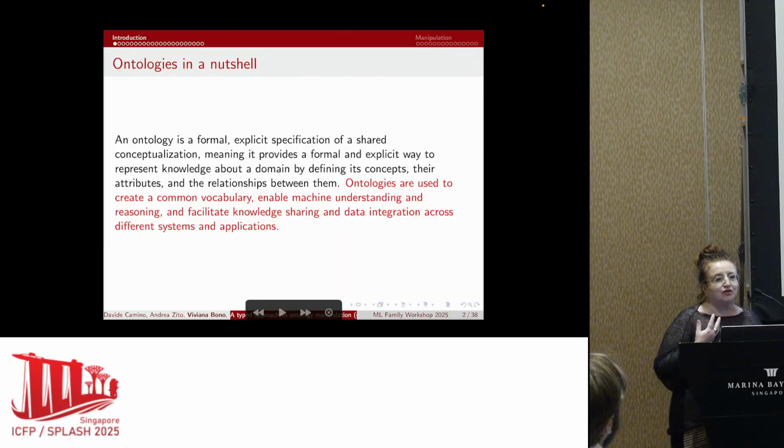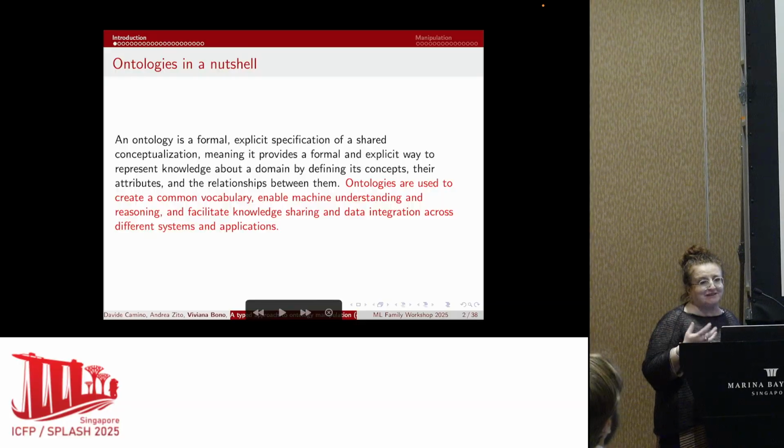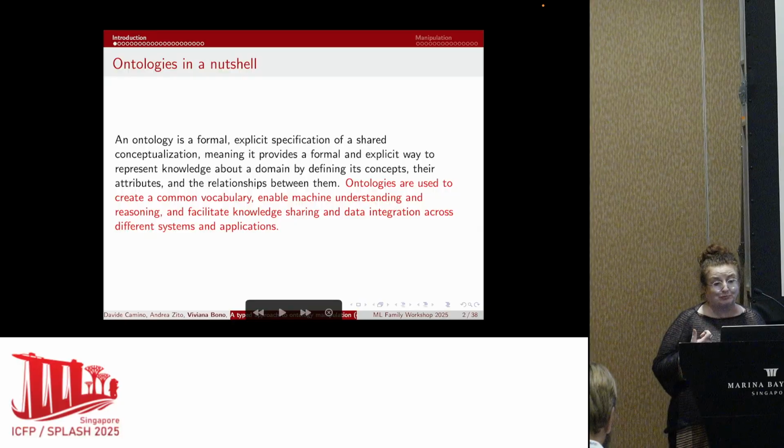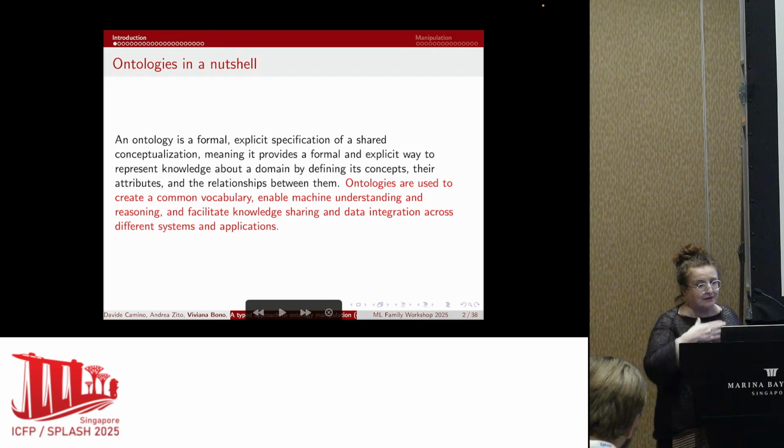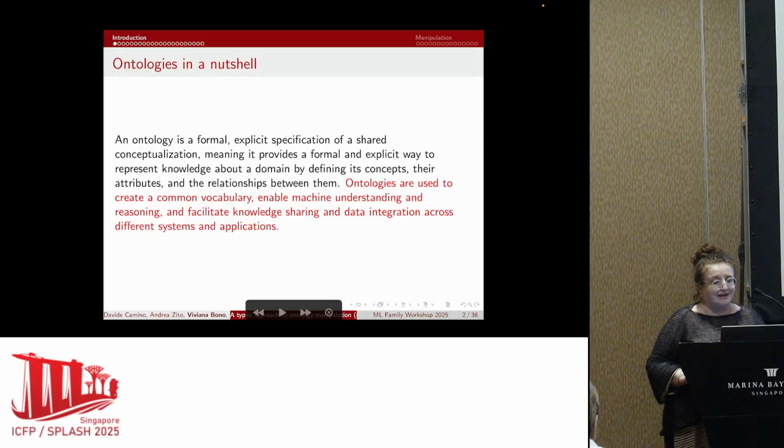An ontology is a formal explicit specification of a shared conceptualization used to represent knowledge about a domain by defining, possibly uniformly, its concepts and the attributes and the relationships among concepts. The idea is to have a common vocabulary to talk about a certain domain, enabling machine understanding and reasoning, but not only, also human one, and facilitate knowledge sharing and data integration. So that's very important.